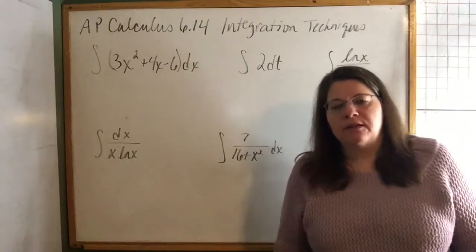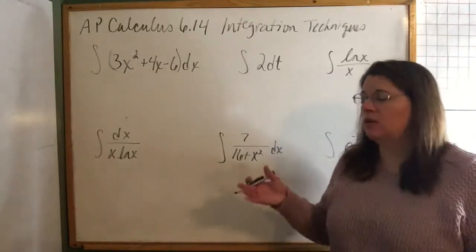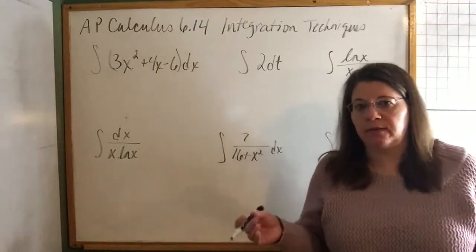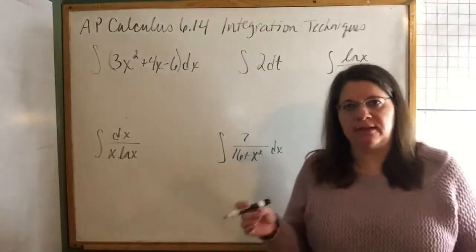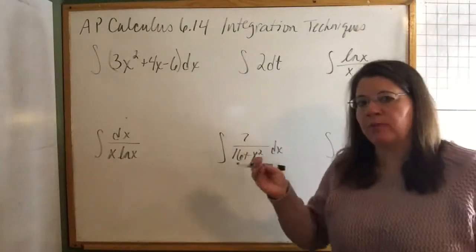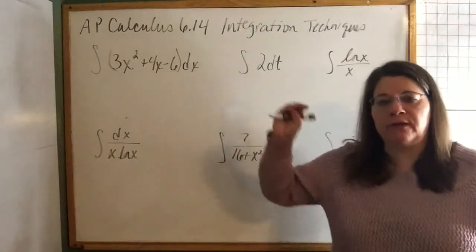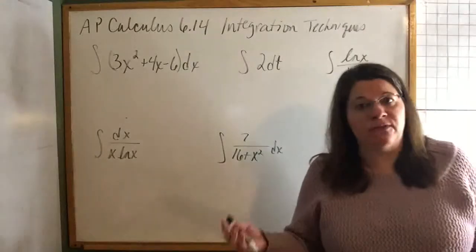This is AP Calculus 6.14, Integration Techniques. And in this section, we're really just reviewing all of the different techniques that we've learned in Unit 6 to make sure we're thinking about what type of integration it is. Is it a simple one where I can just integrate each term separately? Is it something where I have a natural log situation where I've got a derivative over an original? Is it something where I might have to complete the square or do long division?